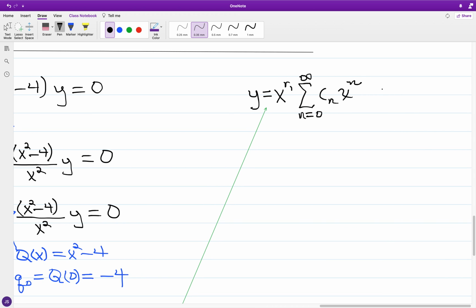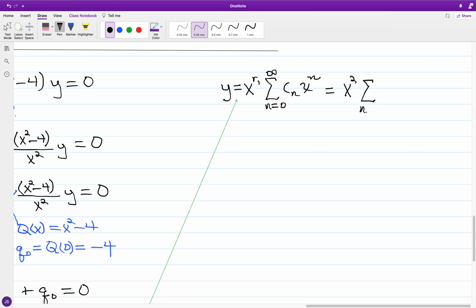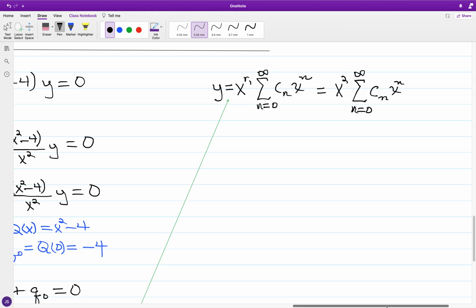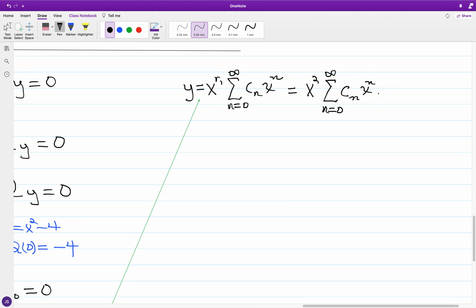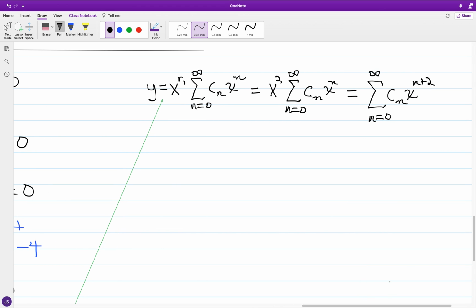And again, this time r1 is equal to 2, so I'm just going to take what I have here. So x to the r1, you have x squared times the summation, again, as n goes from 0 to infinity, of c of n times x raised to the n plus 2 power. Okay, so this is going to be our general setup.